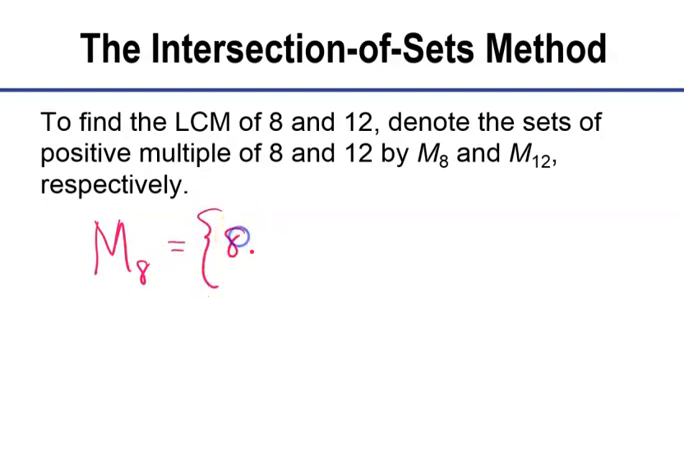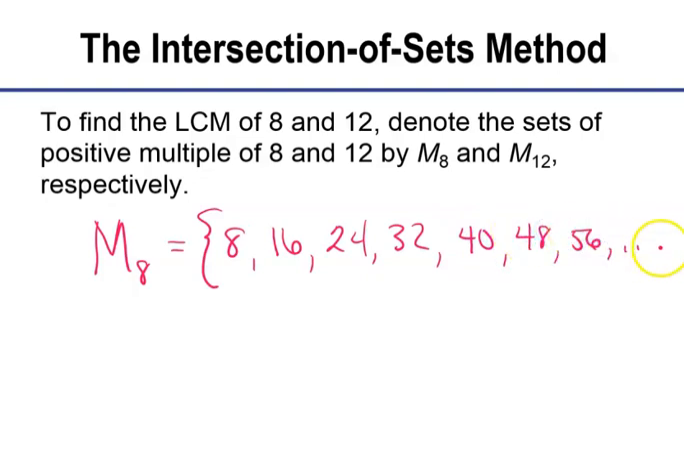So 8's the first one. 8 times 2 is 16. 8 times 3 is 24. 8 times 4 is 32. 8 times 5 is 40. 8 times 6 is 48. 8 times 7 is 56.